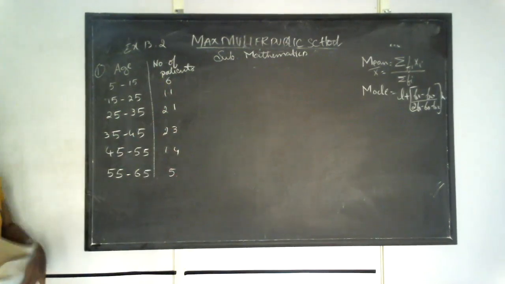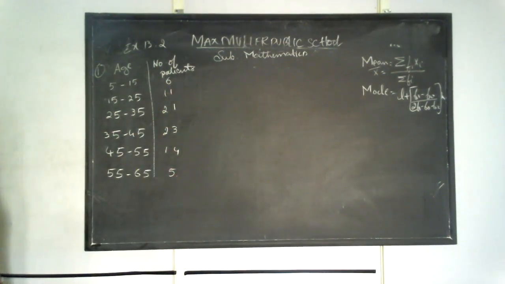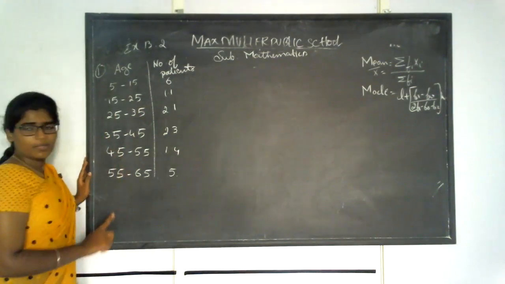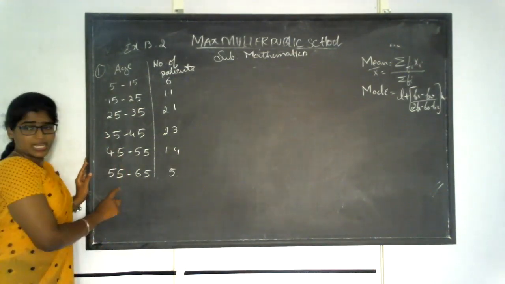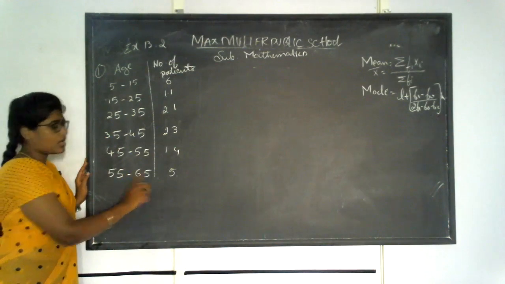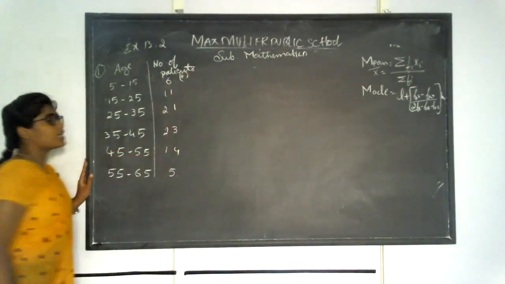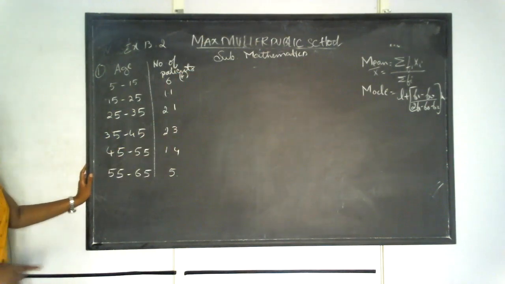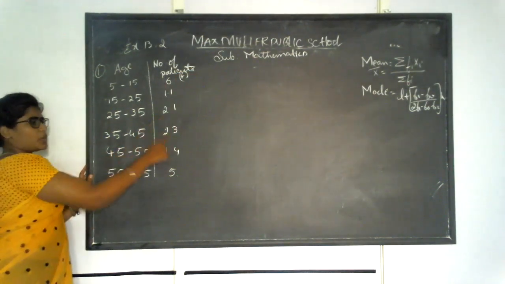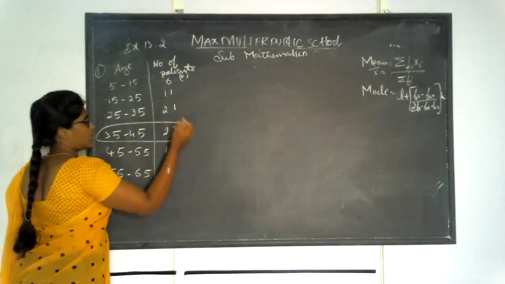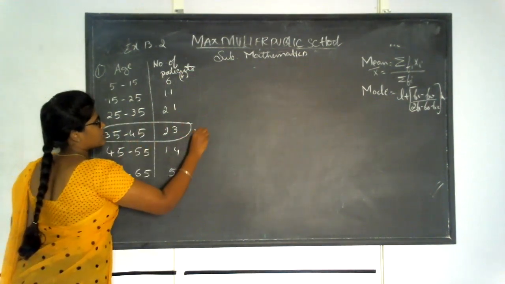Now, how are you going to find the modal class? First, you need to find out the modal class. What is modal class? Did I tell you? The highest frequency in your frequency table. Which is the frequency table? This is the class interval. You have two columns. This is the frequency table. This is F. Clear? Here you are going to find out which is the highest number. See, 21 is highest or 23 is highest? 23 is the highest. So this is your modal class.